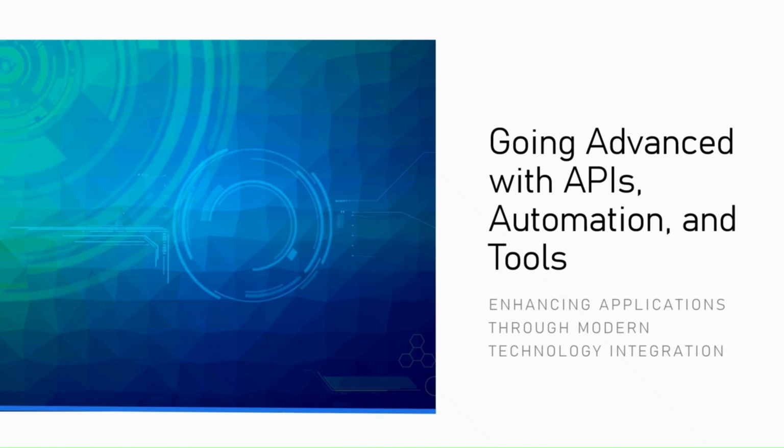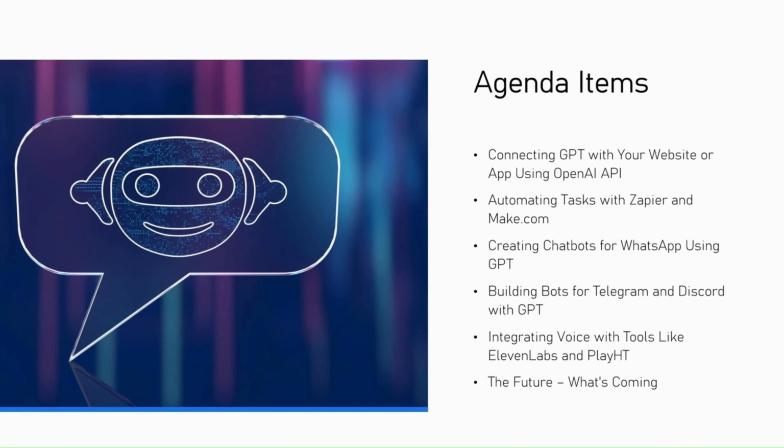Welcome to Discover Talent. In this video, we will explore how APIs, automation, and AI tools can work together to make apps and services smarter. We will look at real examples and what's coming next in tech. We will show you how to connect GPT to your apps with the OpenAI API, automate work using Zapier and Make.com, create WhatsApp chatbots, build bots for Telegram and Discord, and add voice tech. We will also explore what's next in the innovation phase.